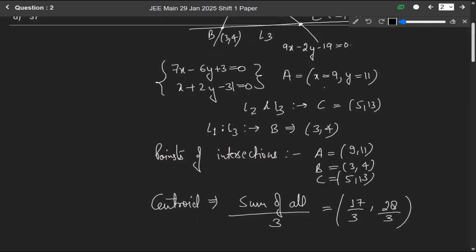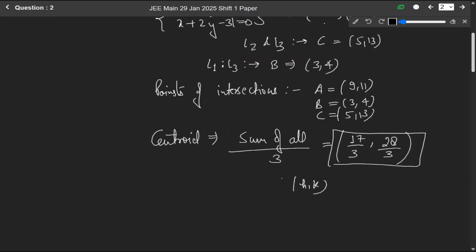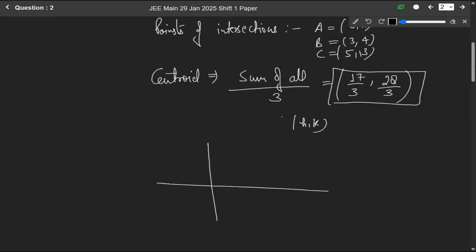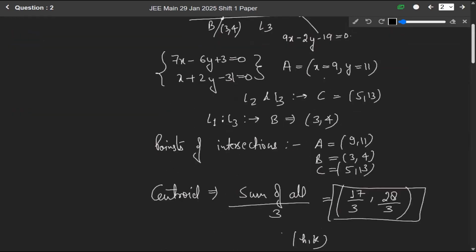Since the image of triangle ABC about the line will reflect the whole triangle, including the centroid, the reflected centroid will be the image of this. We are given the image as (h, k). If these are the centroid points, 17/3 and 28/3, and their image points are (h, k), we are given the line 3x + 6y - 53 = 0.